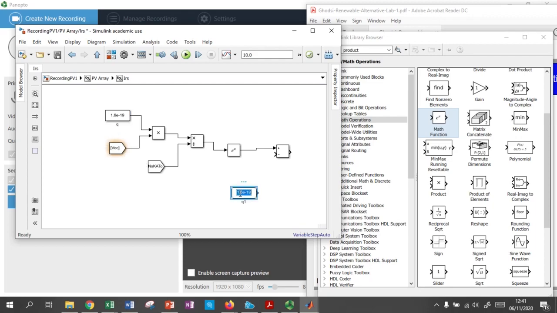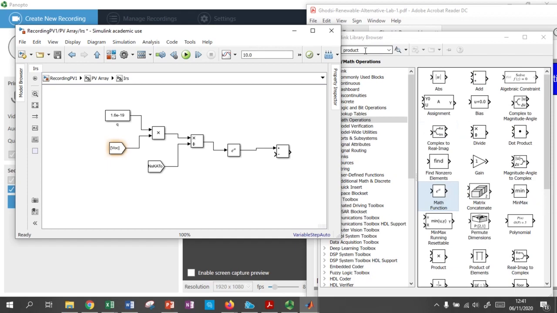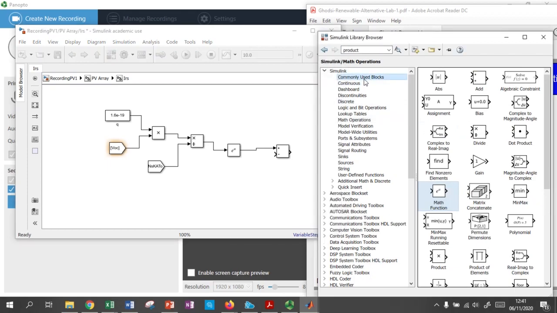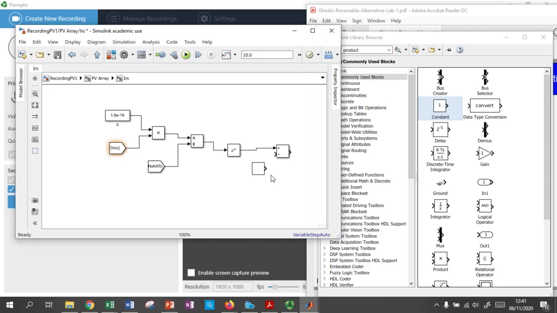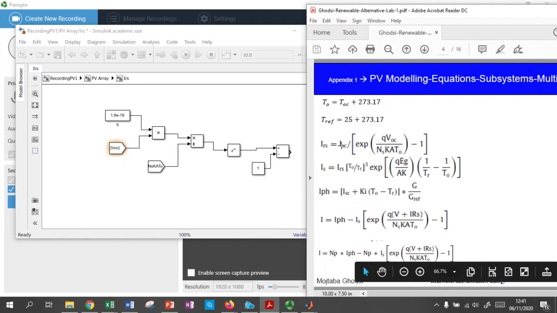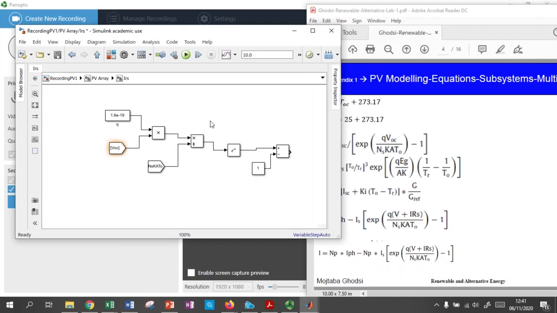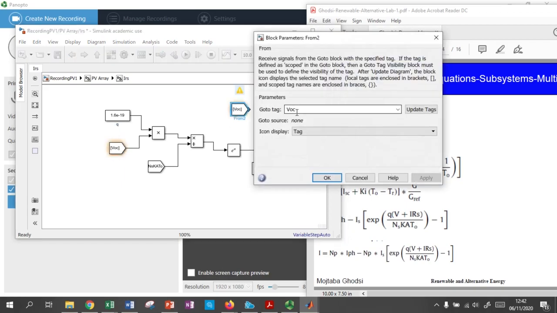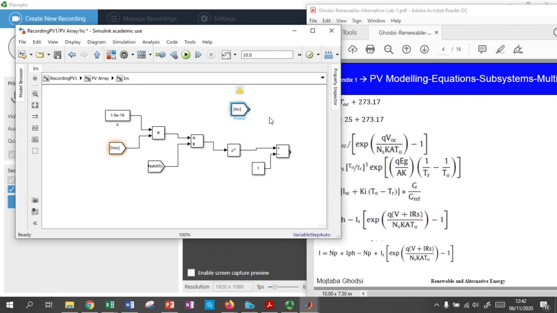Then I will keep this as the 1, or it's better to bring a constant here, commonly used. Then this is a constant 1. It's available here. It's ready. Then till here we make this bracket. Then I should make ISC. ISC is the input. This is the short circuit current that we can find from the data sheet.